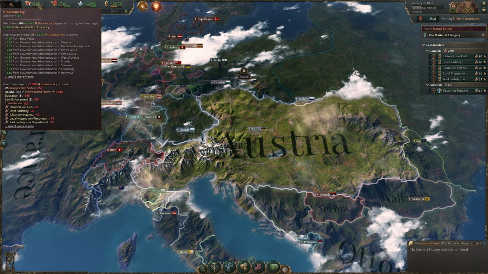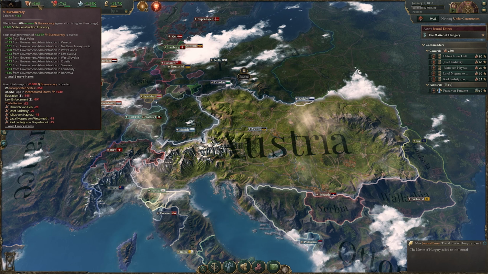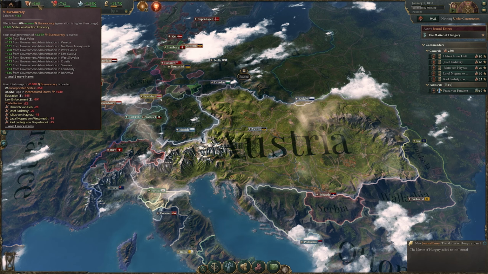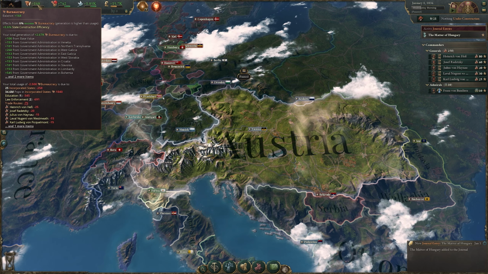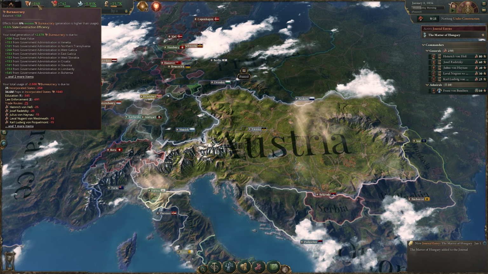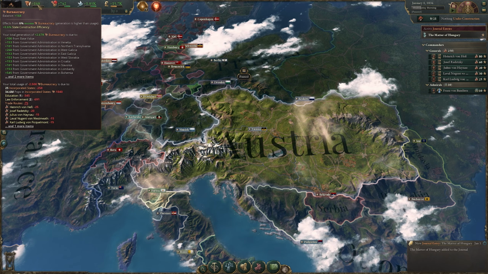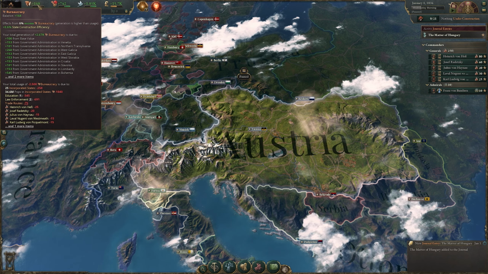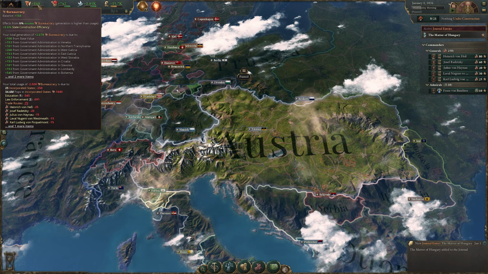Now, your bureaucracy is generated solely from government administration and a few techs. So that's something to keep in mind. If you're running low on bureaucracy, you need to simply develop more government administrations and/or develop production methods for those administration buildings. Now, bureaucracy is used up in a variety of ways.